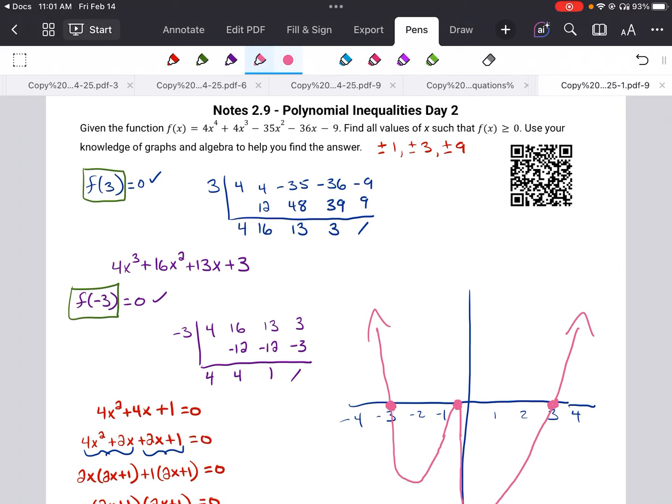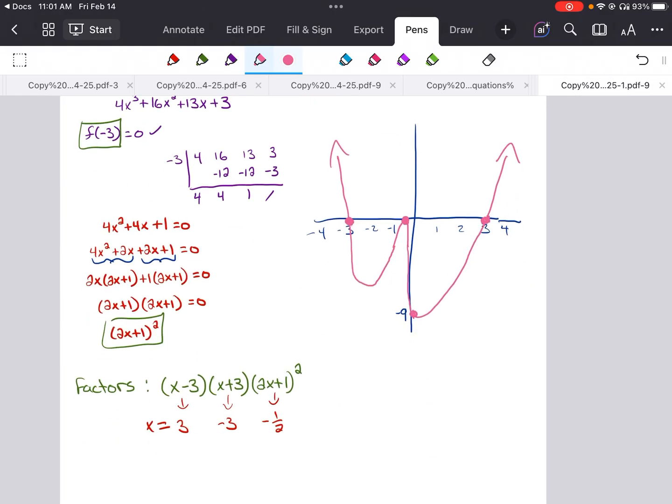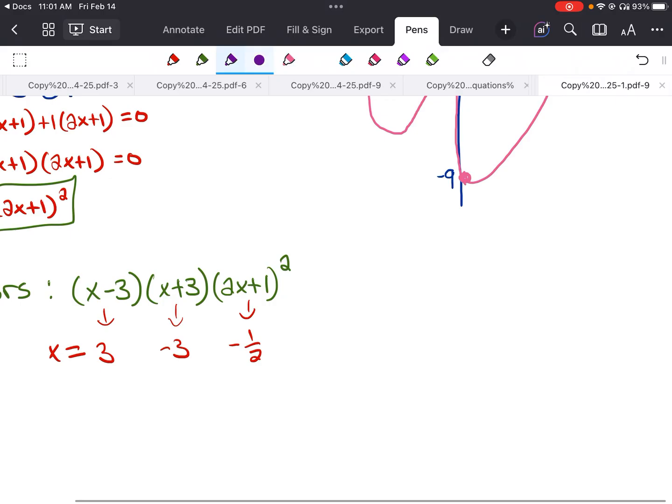Now, the question is asking when is the function greater than 0? So, the intervals where it's greater than 0.